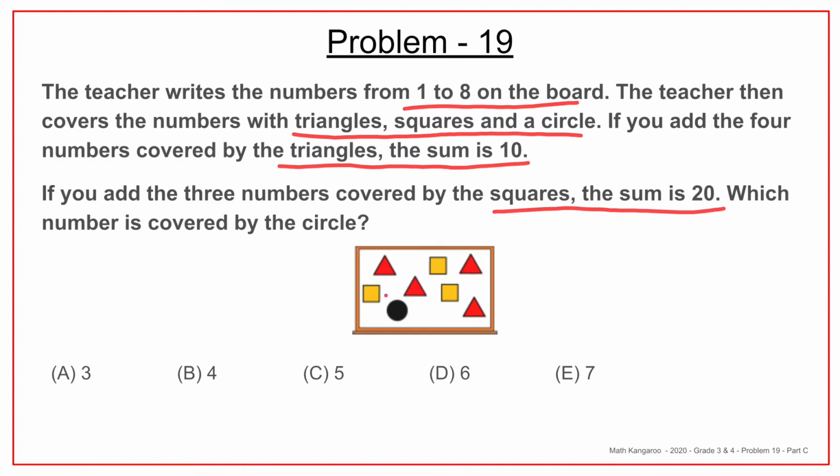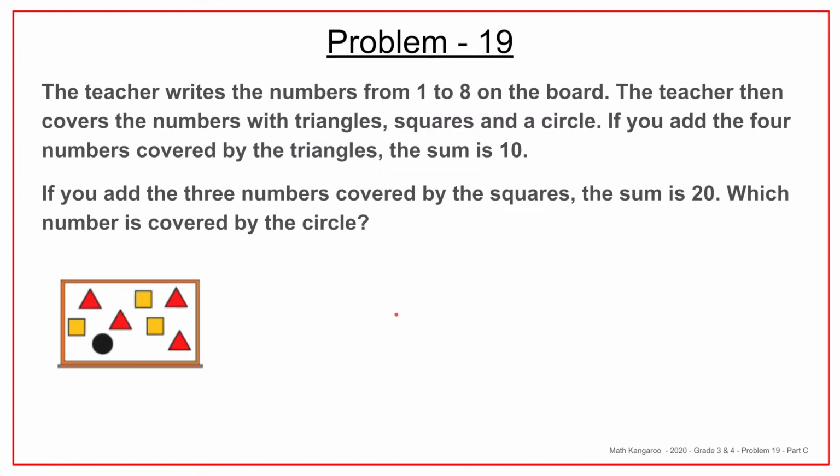So what it means is that we know the sum of the triangles, and we have the sum of the squares. So if we subtract that, we would get the sum of the circle. And since we have only 1, there would not be any sum, but it's just 1 number. And that is what we are looking for.